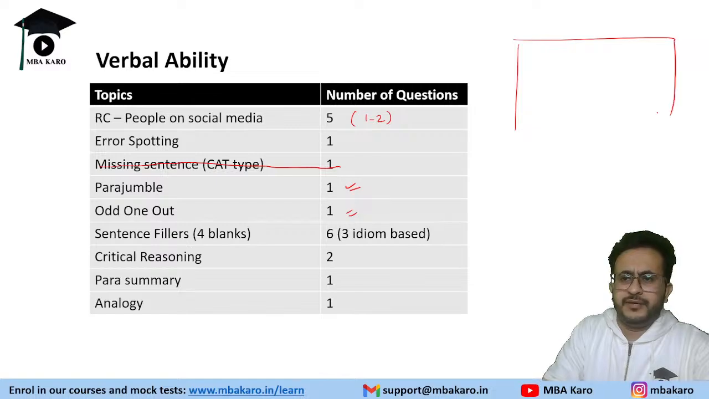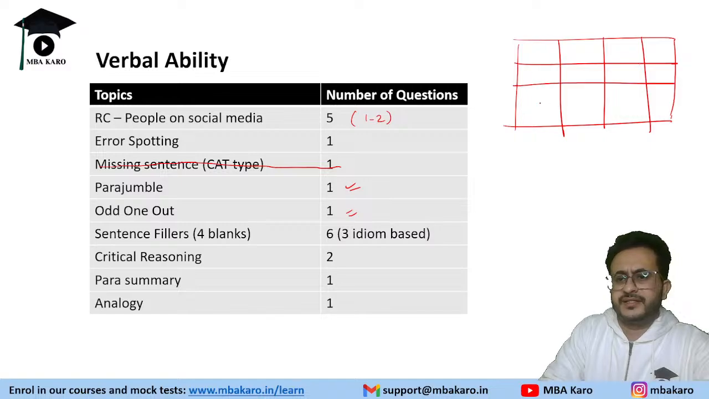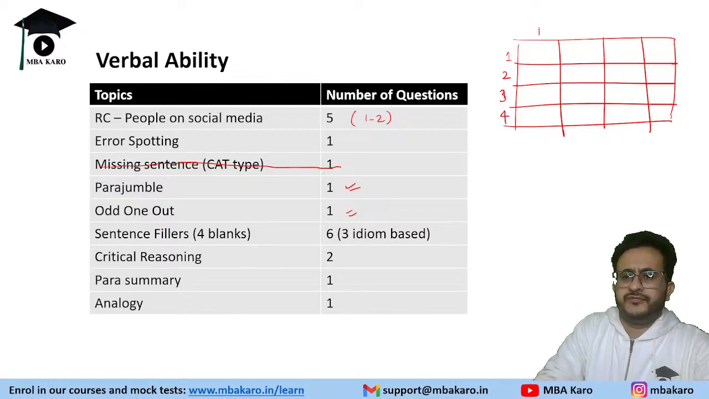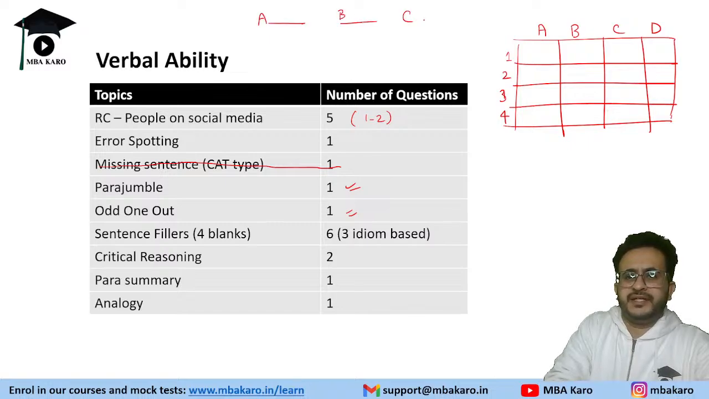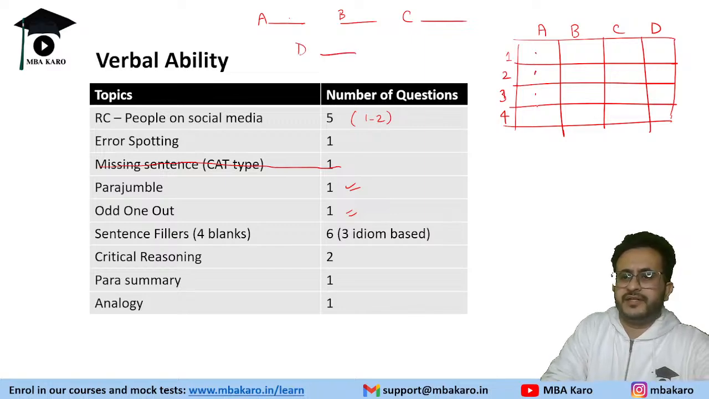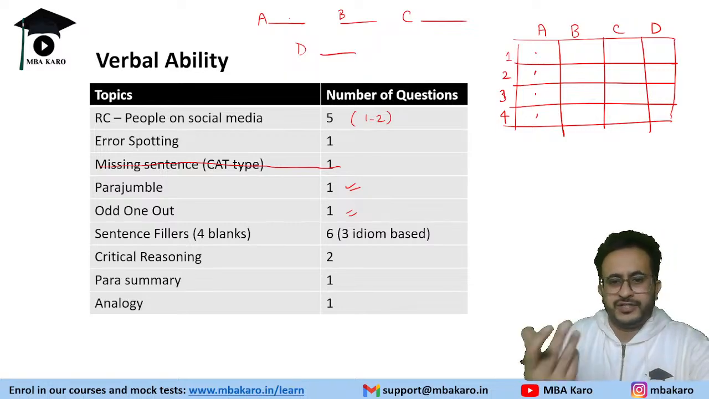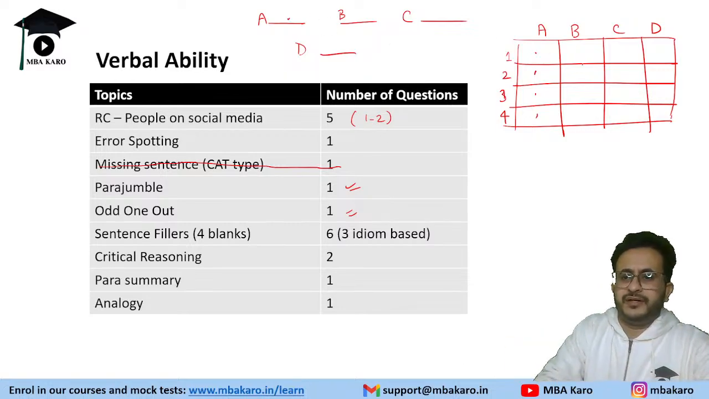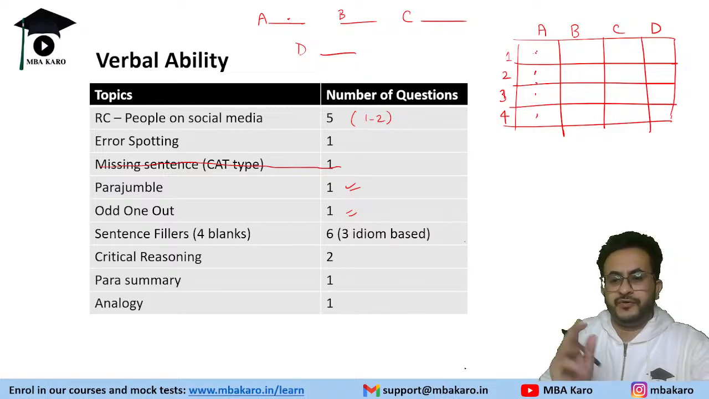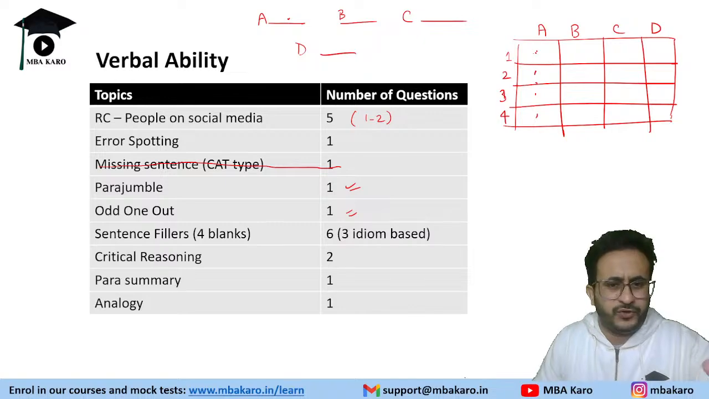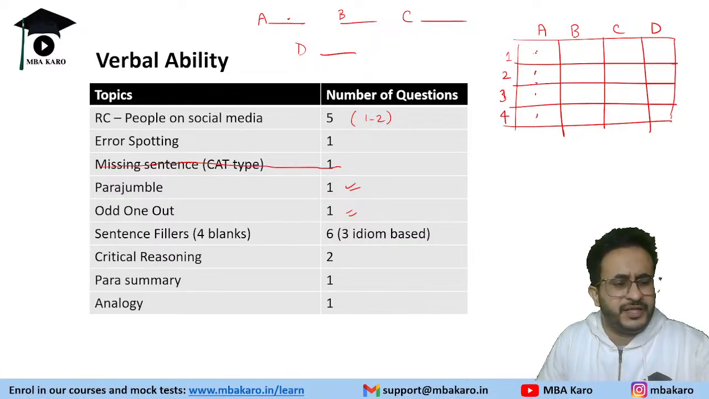Now, how was that idiom based one? They had given a matrix like this: one, two, three, and four, and a four by four matrix with A, B, C, D. There was a paragraph with blanks A, B, C, D, and you had to fill in which idiom. All these idioms were given, like an eye for an eye or something like that, and one had to fill in the combination of idioms. So it was a tough one. Maybe one or two, if you read them carefully and knew the meaning, could have been attempted.